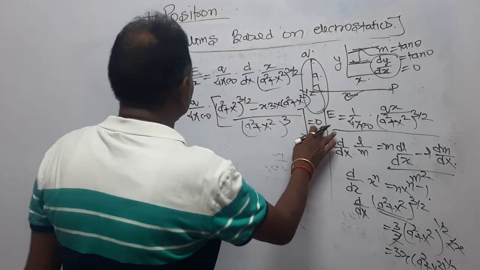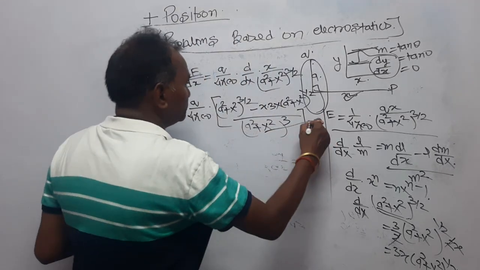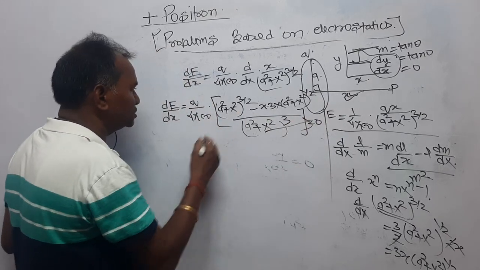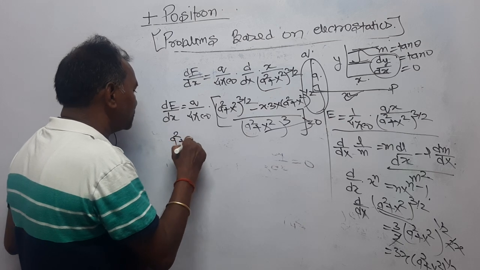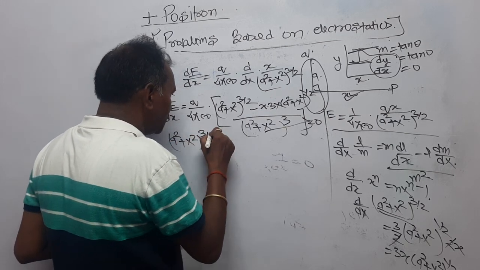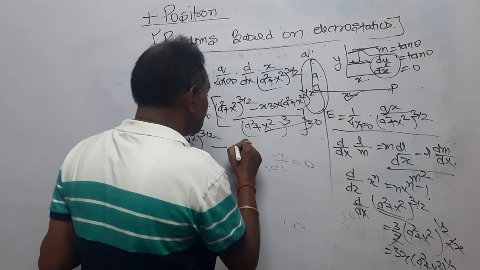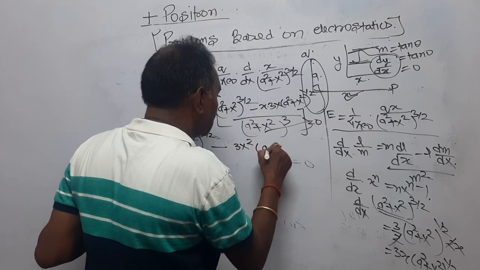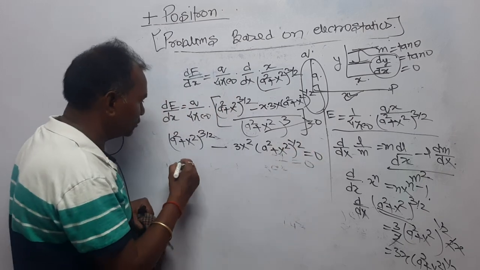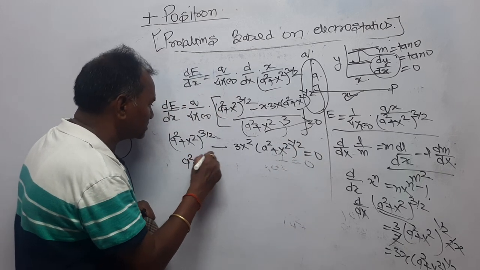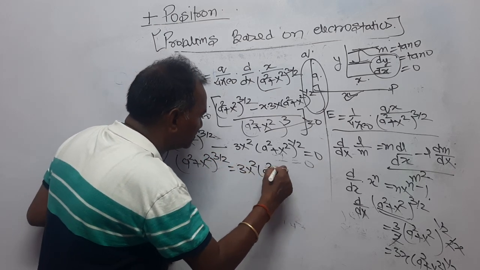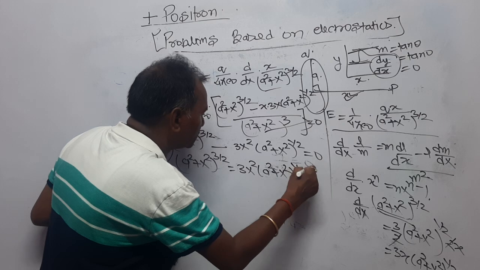Now dear student, this is 0. Bring this to this side, that turns out to be 0. Now it is (a square plus x square) to the power 3 by 2 minus 3x square (a square plus x square) to the power 1 by 2, that turns out to be 0. Now dear student, (a square plus x square) to the power 3 by 2 equal to 3x square (a square plus x square) to the power 1 by 2.